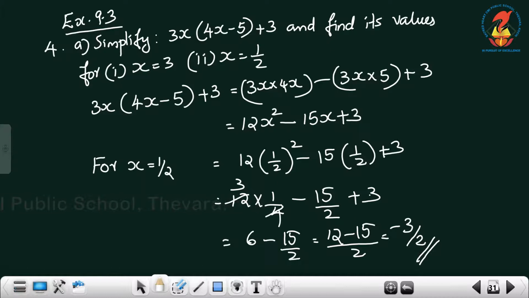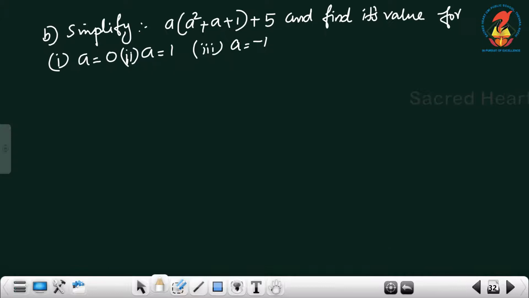Okay. 12 into 1 by 4, 3. 15 by 2 plus 3. 3 plus 3, 6. 6 minus 15 by 2. Then take the LCM. 6 become 12. 12 minus 15 divided by 2 equal to minus 3 by 2.